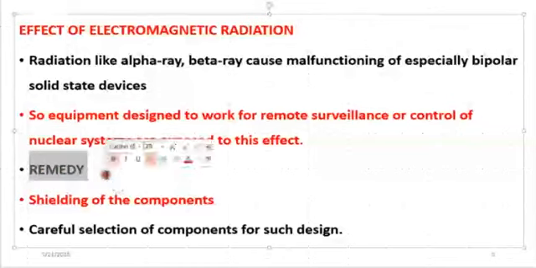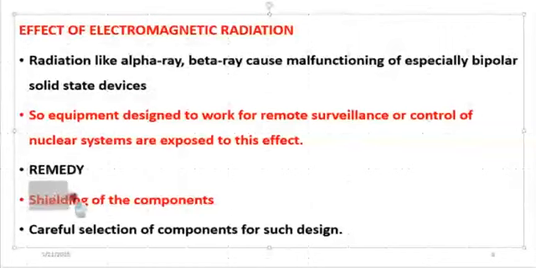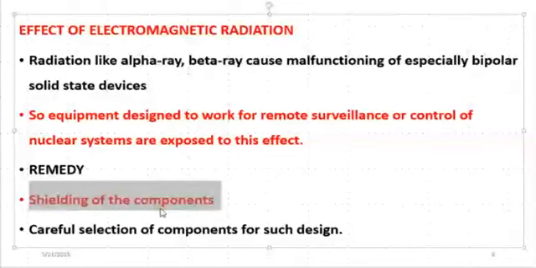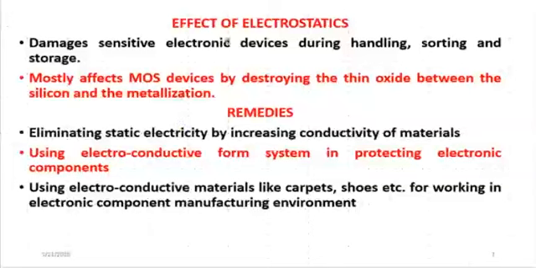So, seeing the problems, what are the remedies? The first thing is shielding the component. By shielding, you are protecting it to make sure that there is isolation between where these radiations exist and where the component exists, so that they should not come in contact with one another. And another way of remedying this problem is careful selection of the components, so that the components selected, we know they have the strength, they have the ability of withstanding the effect of these radiations. If we do that, we are remedying the effect of electromagnetic radiations.